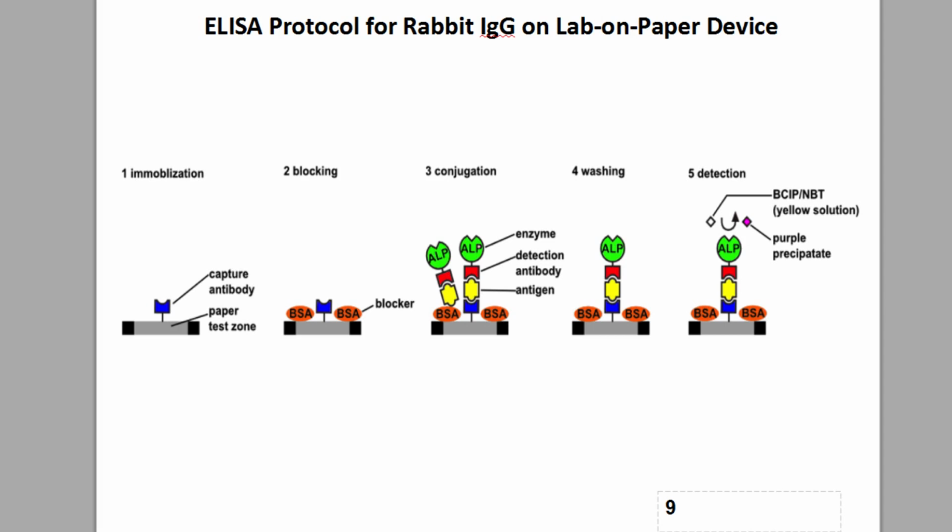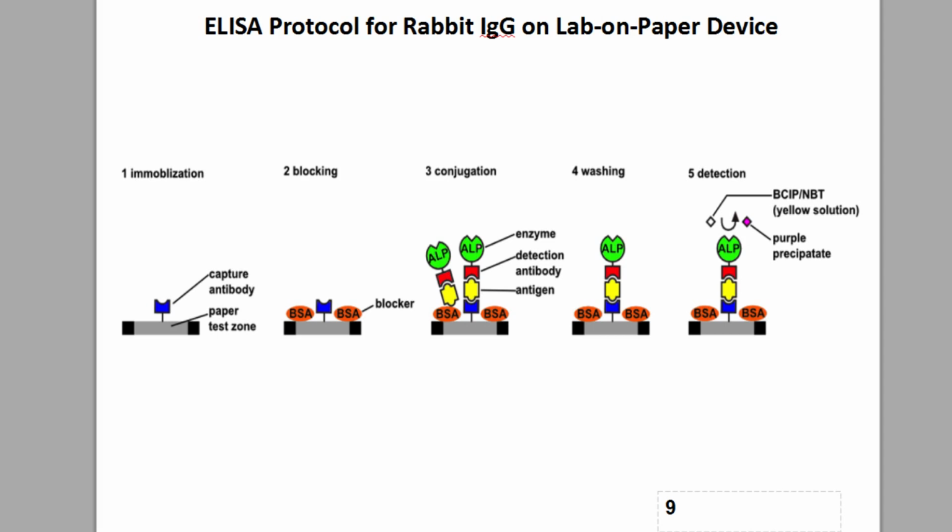In this assay, the antigen is rabbit IgG, dissolved in buffer. Detection antibody is monoclonal mouse anti-rabbit IgG, tagged with enzyme alkaline phosphatase. The capture antibody is a monoclonal mouse anti-rabbit IgG, and the substrate is BCIP NBT.